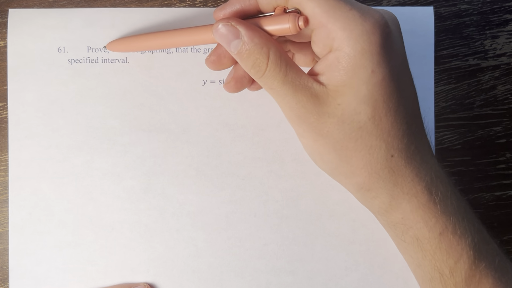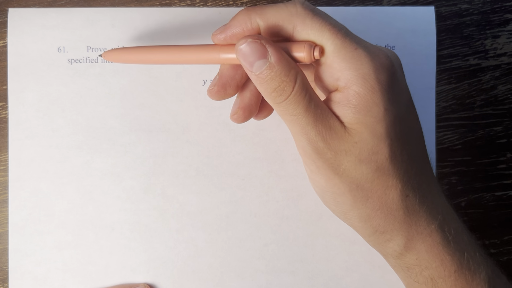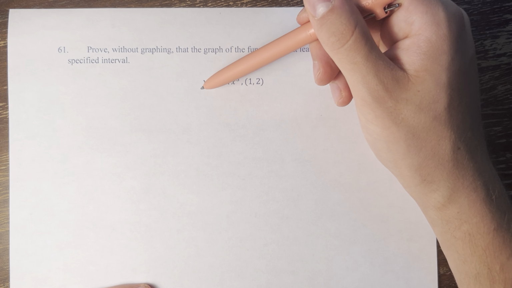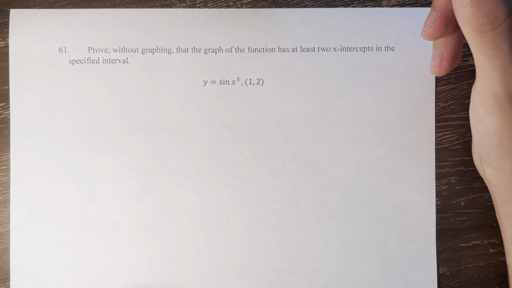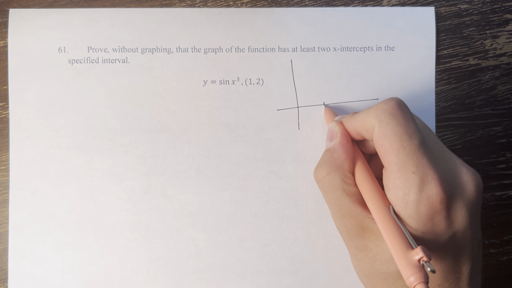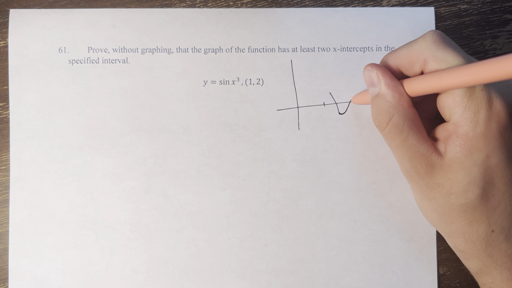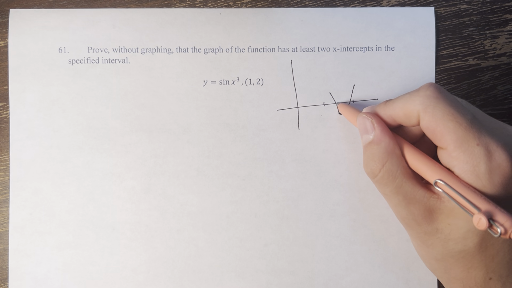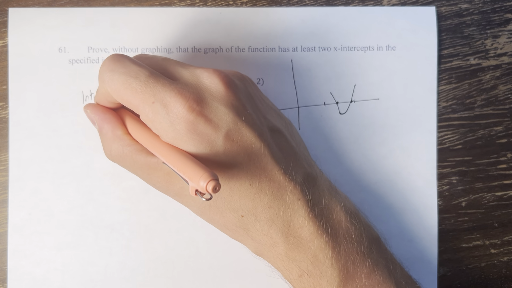In this problem, we're asked to prove without graphing that the graph of the function has at least two x-intercepts in the specified interval. So we have y is equal to sine of x cubed over the interval from 1 to 2. What we want here is that this function between 1 and 2 crosses the x-axis twice. And we're going to use the intermediate value theorem.